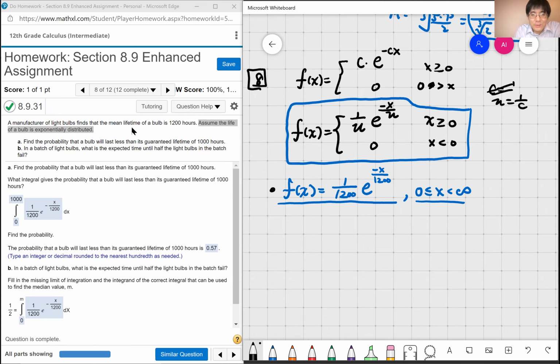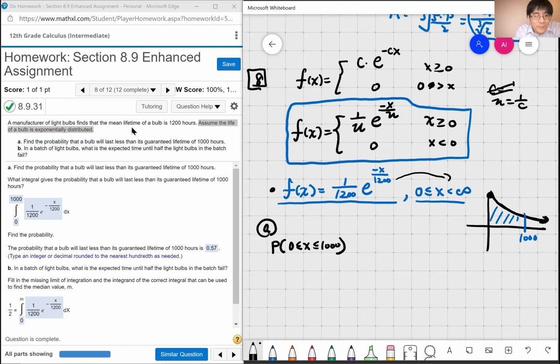Once you found out what you need to use, the problem is quite easy. Find the probability that the valve will last less than its guaranteed lifetime of 1,000 hours. The model of this one is an exponentially decreasing function starting with some value here. We need to find the probability that x is less than 1,000. Probability is area, so we need to find the probability that x is between 0 and 1,000. It said less than 1,000, so it should be like this, but it doesn't change the answer.